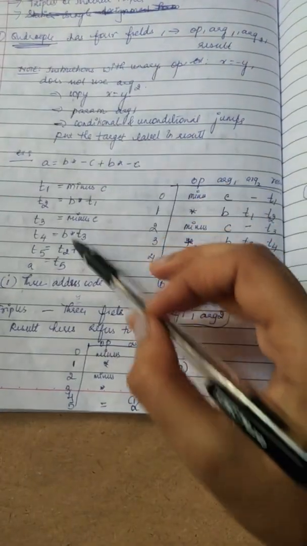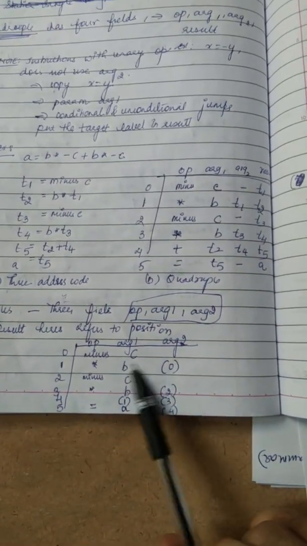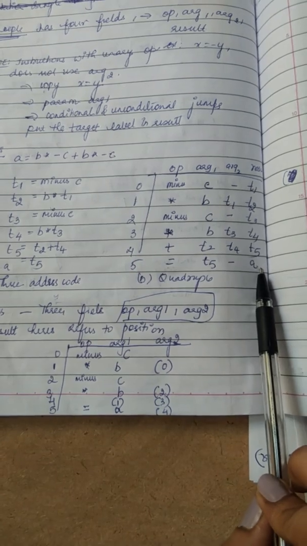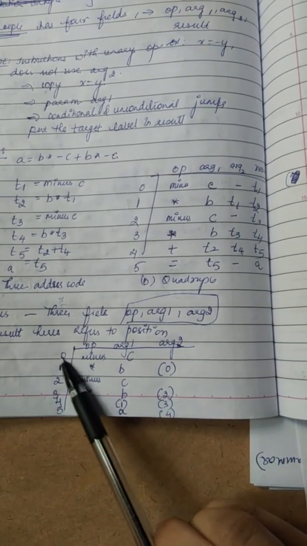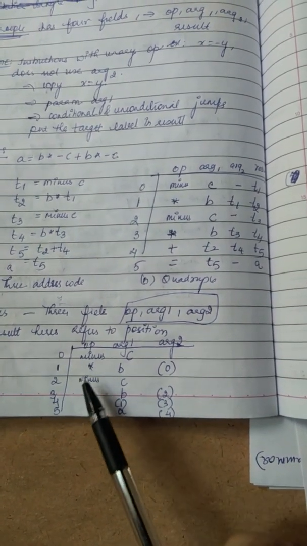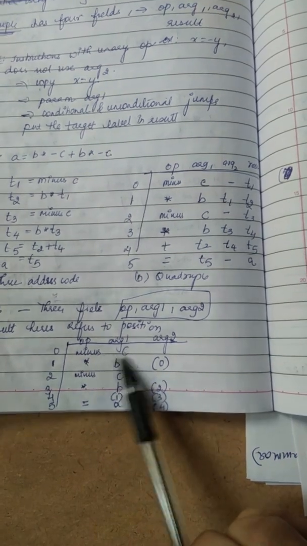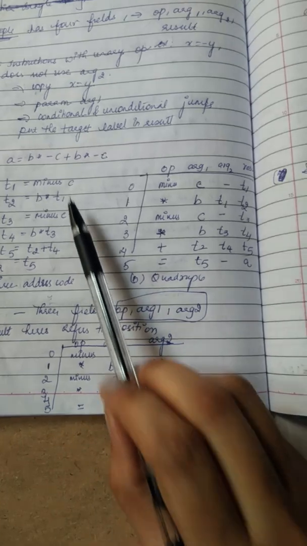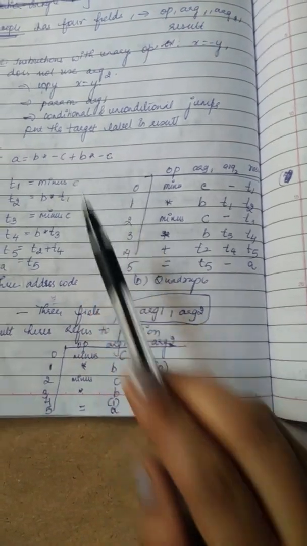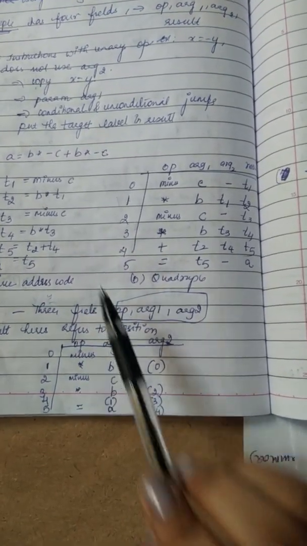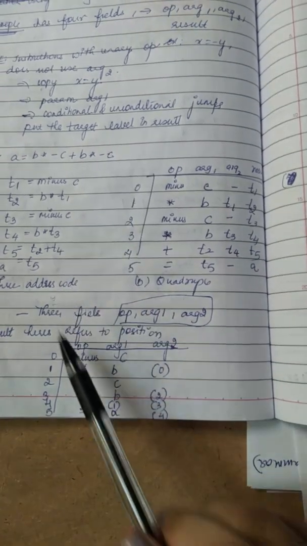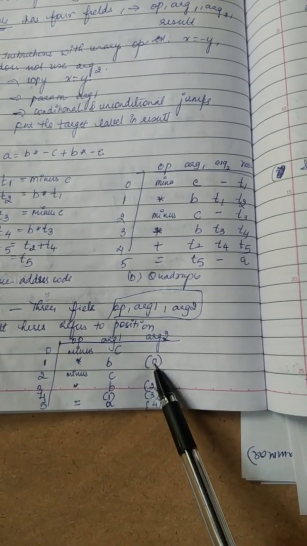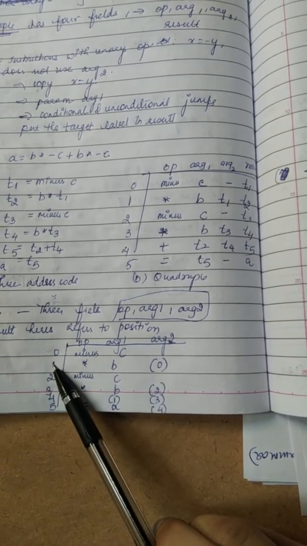Let me take the same example here. Since it does not have a field for result, we will take the pointers of the records. For example, minus c is stored in record 0. Next, star takes b and minus c, so its first argument becomes b. What about the second argument? The second argument is stored in record 0, so its reference, that is 0, is taken here, and it is stored in record 1.